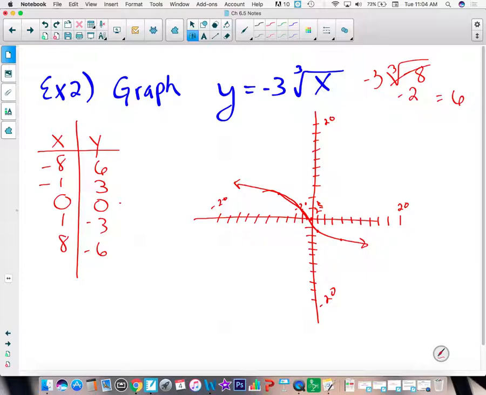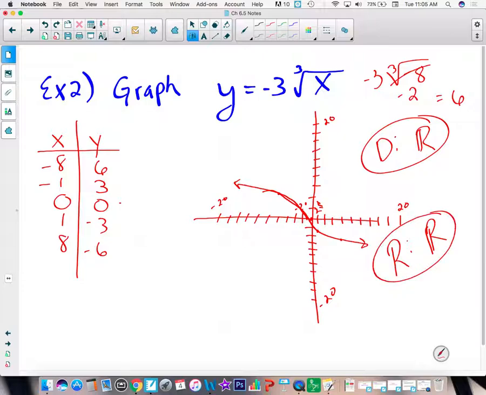So domain is what? Looking at that graph. Infinity, all real. Okay, domain, and this is how I normally write that, I denote it with a capital D. Range is also all reals, because this is going to keep going that way. All good. For cube root functions, both of them are going to be all reals, always. Okay.